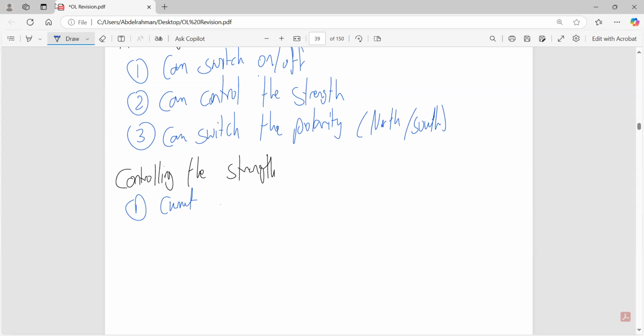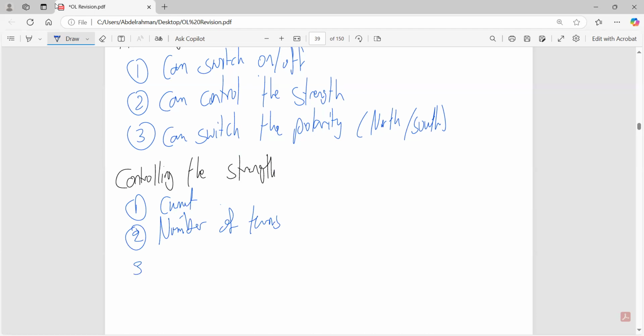You can also increase or decrease the number of turns in the coil. If you have too many turns, then the strength of the magnetic field will increase. If you have much fewer turns, then the strength would definitely decrease. So the number of turns affects the strength of the magnetic field. Again, it's also directly proportional.